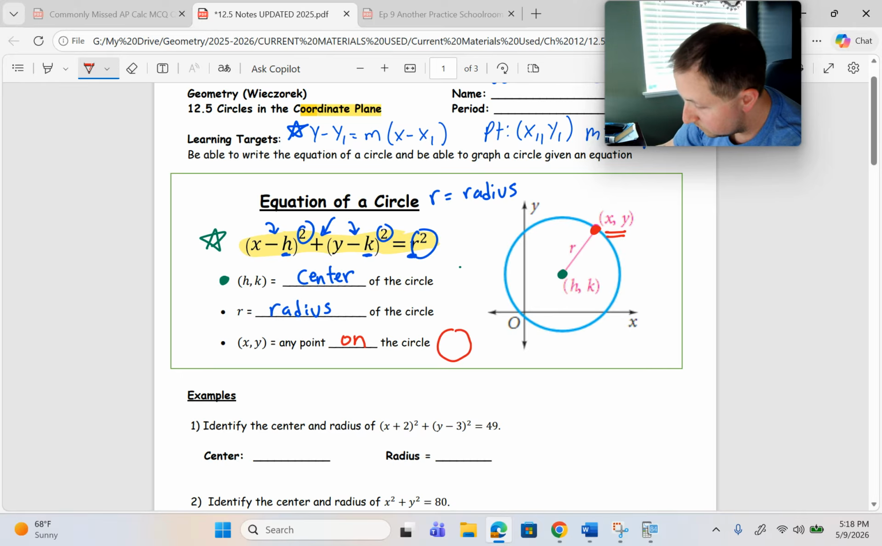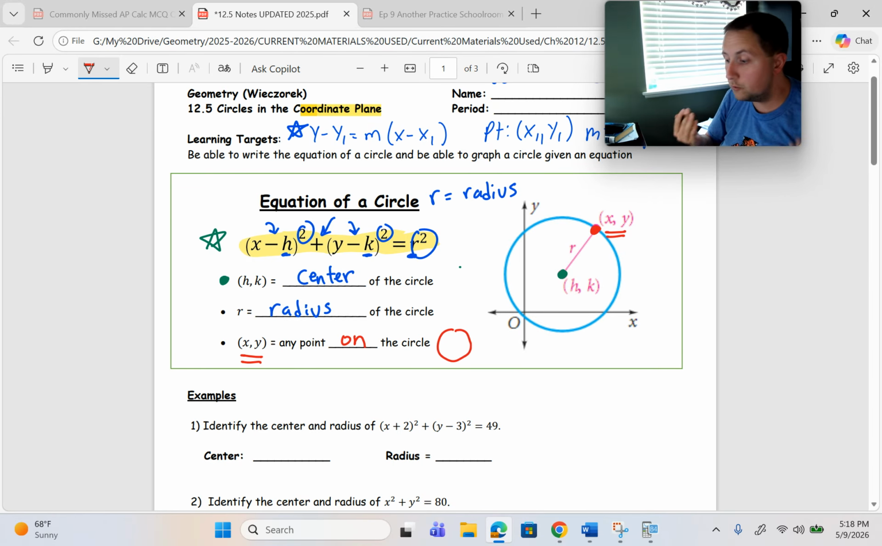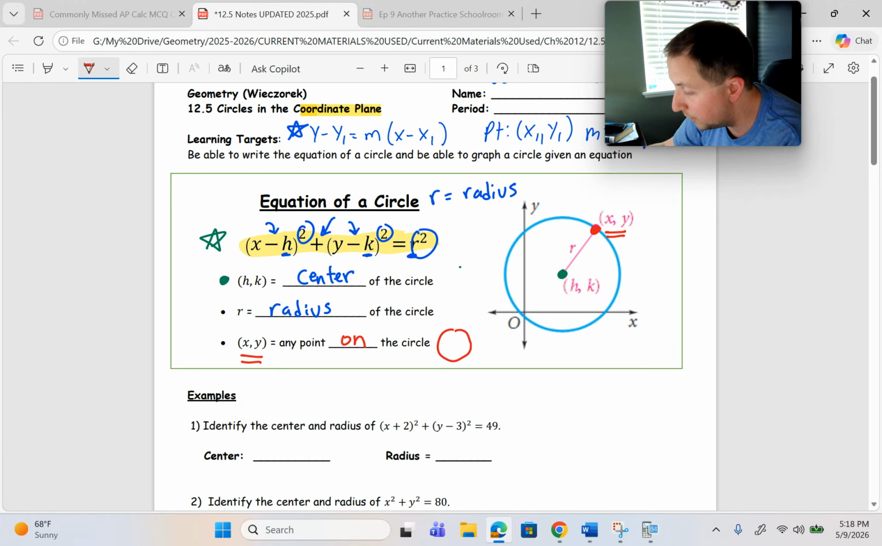Okay. And that'll be useful for us when we start doing some of the problems. They might give us a point that lies on the circle, and that can help us identify the radius if we were to plug in that XY ordered pair. Okay. So HK is the center. XY just represents any point on this circumference that I'm outlining. I'd say I made a somewhat decent circle, not too great.